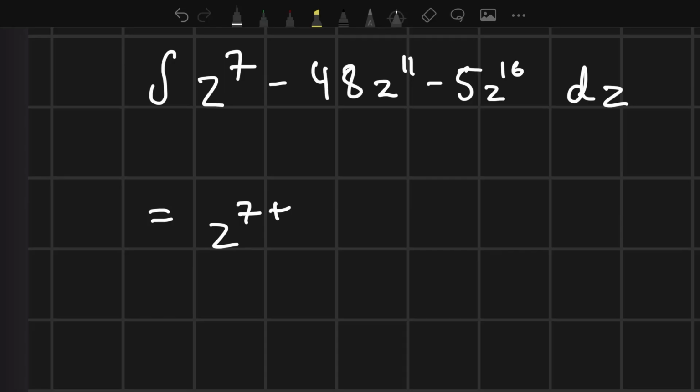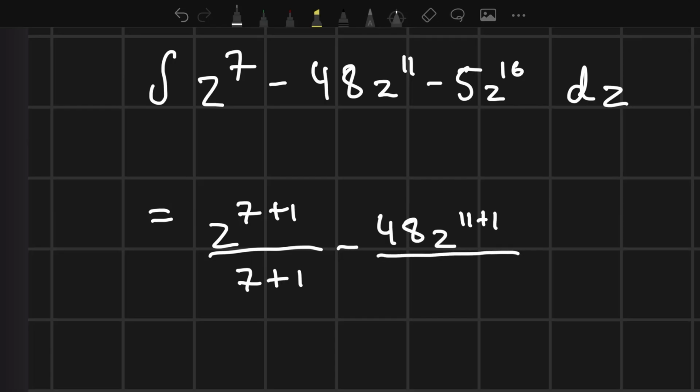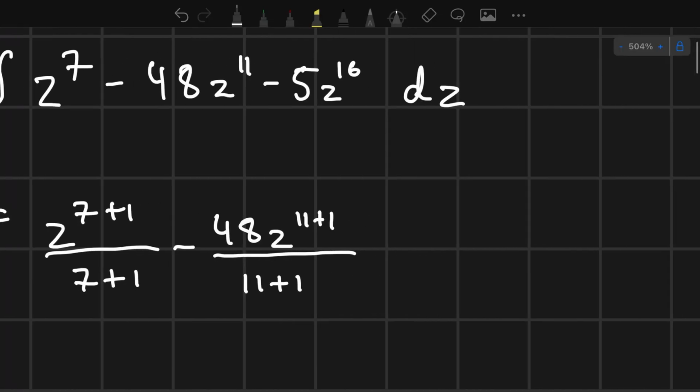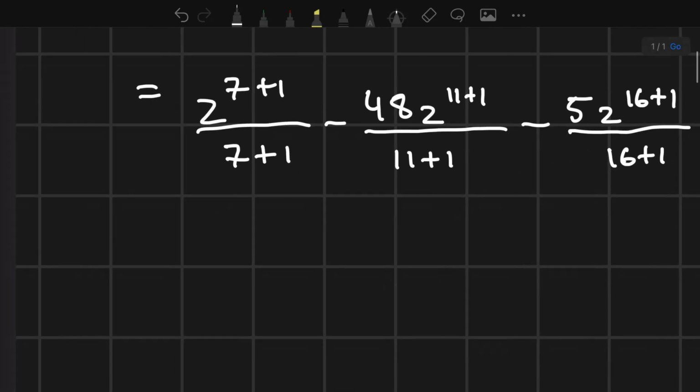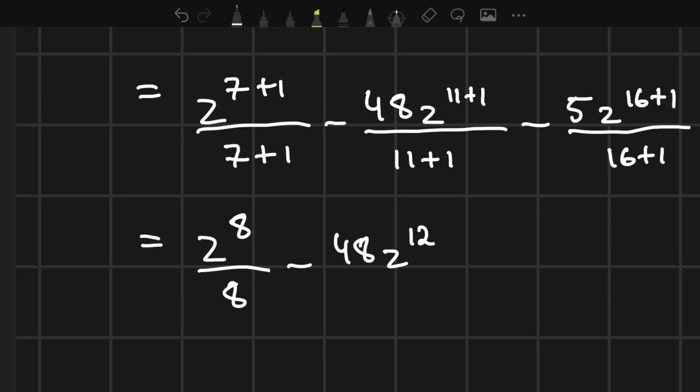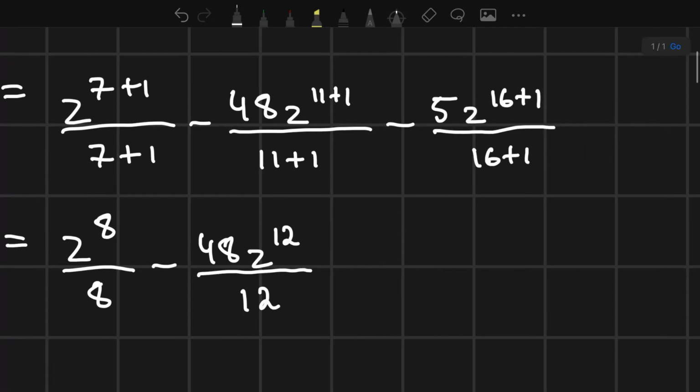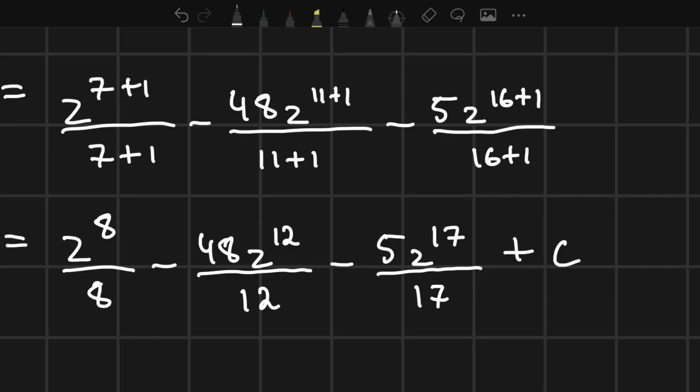z to the power 7 plus 1 divided by 7 plus 1, minus 48z to the power 11 plus 1 divided by 11 plus 1, minus 5z to the power 16 plus 1 divided by 16 plus 1. We could simplify this: z to the power 8 divided by 8, minus 48z to the power 12 divided by 12, minus 5z to the power 17 divided by 17, plus c.